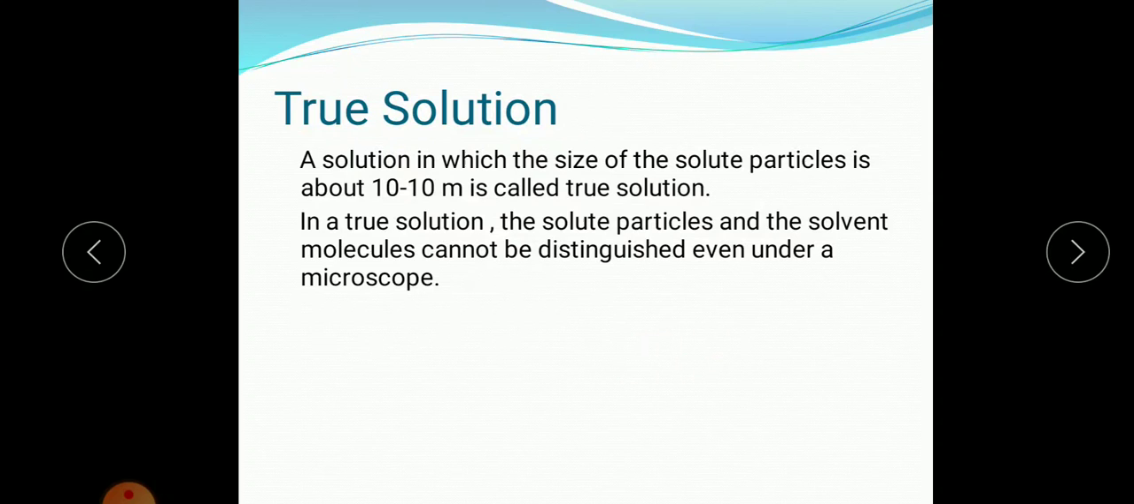Next, what is a true solution, or we simply call it solution? A solution in which the size of the solid particles is about 10 to the power minus 10 meter is called a true solution. That means in a solution where the size of the substance which is getting dissolved is about 10 to the power minus 10 meter, which is very very small, that we call a true solution. In a true solution, the solid particles and the solvent molecules cannot be distinguished even under a microscope, because the particle size is very very small.